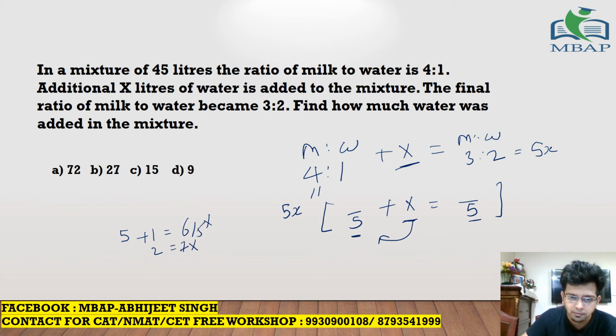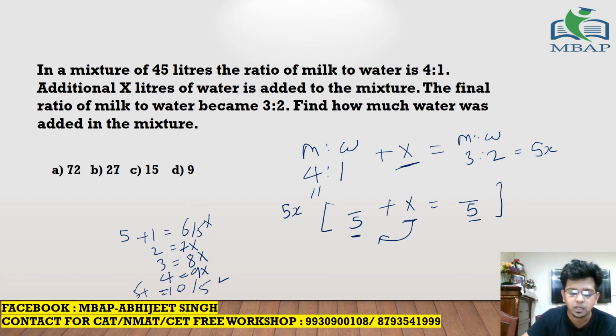Is it divisible by 5? No. If you add 3 to it, it's going to be 8. Is it divisible by 5? No. If you add 4 to it, is it divisible by 5? No. If you add 5 to it, the new value will become how much? 10. Is it divisible by 5? Yes.